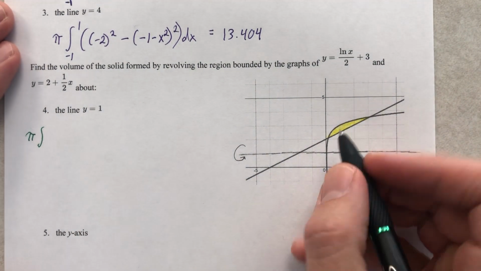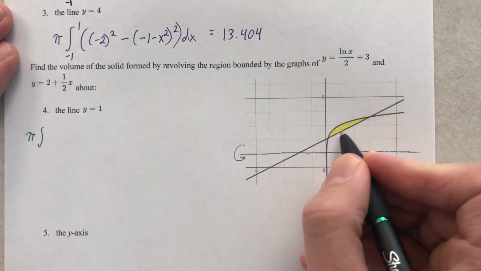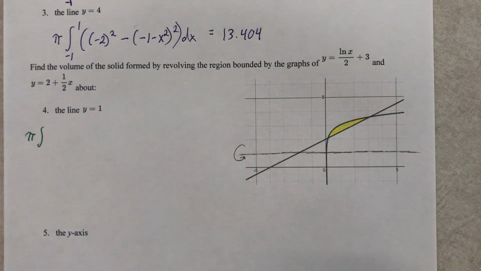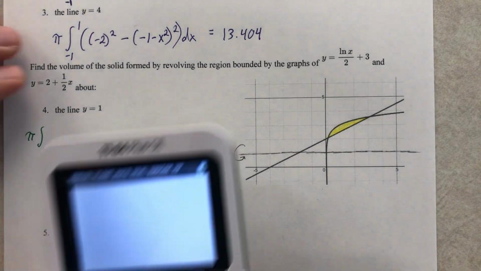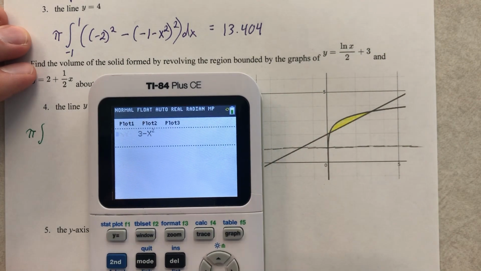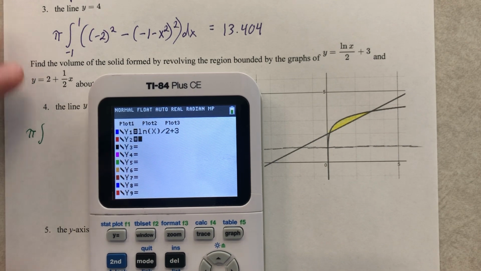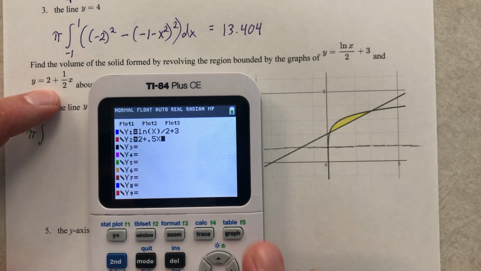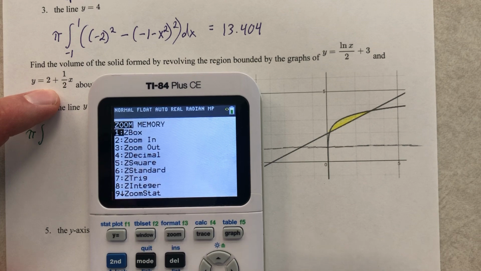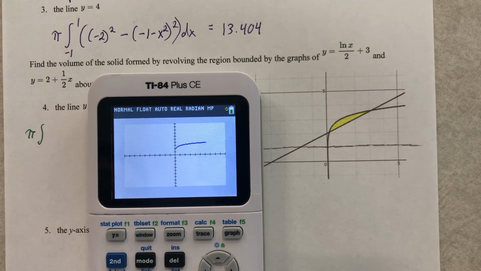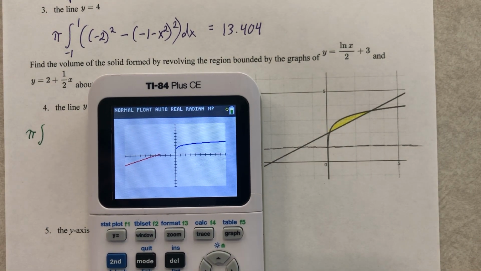Okay, let's figure out first of all what these two values are, and that's going to come in handy with a calculator. So let's do it. Type that. Natural log of x, and then we're going to divide that by 2, and then we're going to add 3, and then the other one is 2 plus 1/2 x. All right, just a standard window. When we do the standard window, we'll be able to see where they intersect, and in so doing, we can find those actual values.